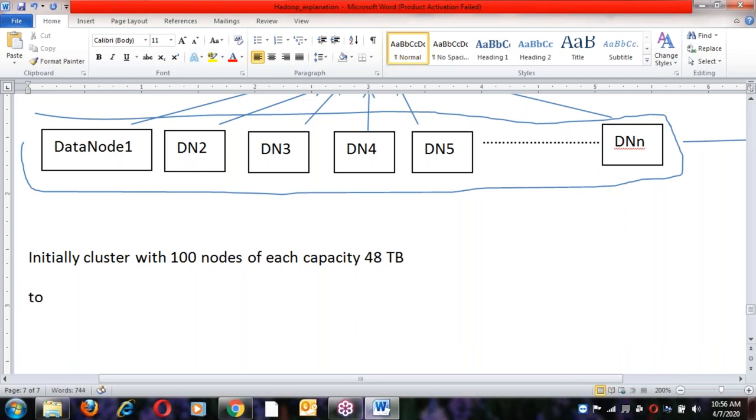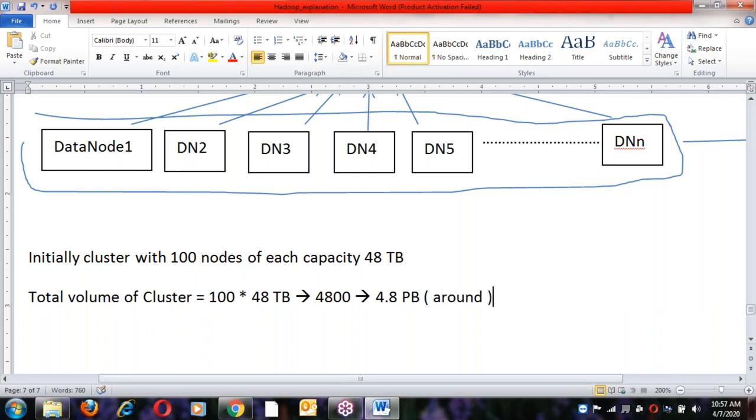Then what is the total capacity of the cluster? Total volume is 100 multiplied by 48 TB, which equals 4,800 TB, around 4.8 petabytes. So this is the initial capacity of the cluster. Now, loading data.